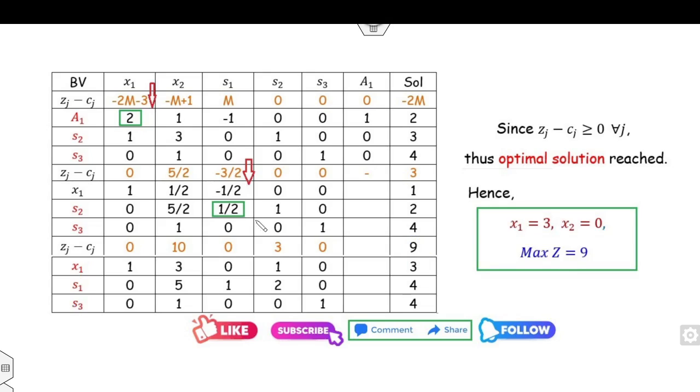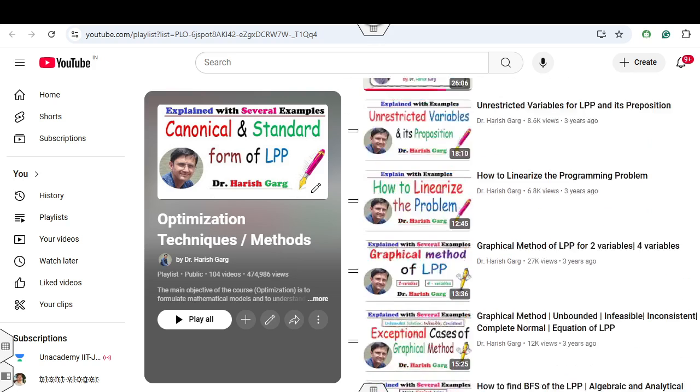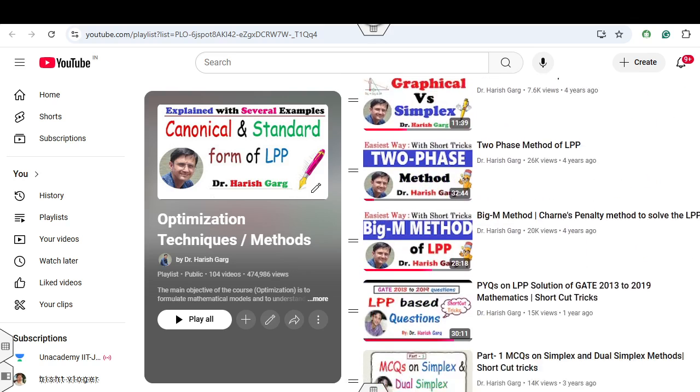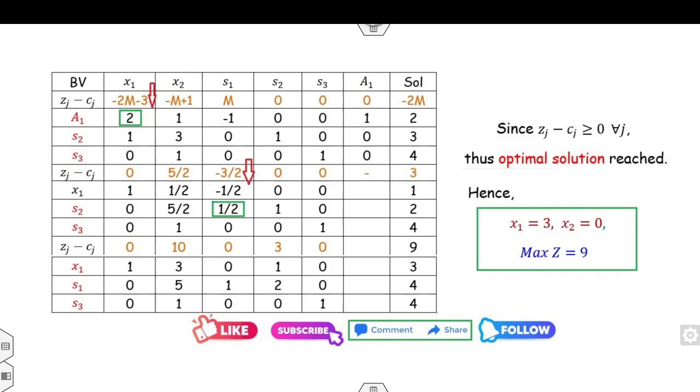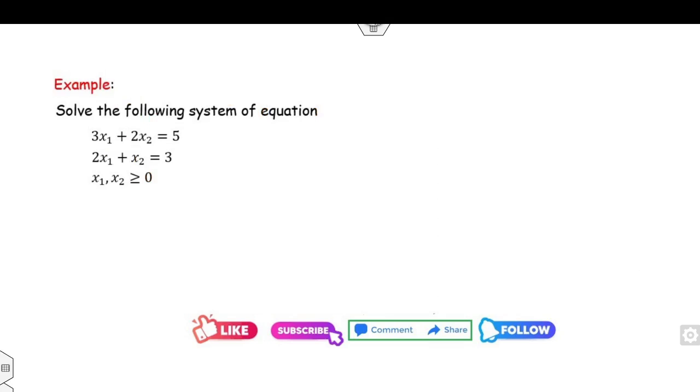Fine. It's a very simple approach. You can complete the table very quickly once you understand how you can pick the elements. That's why I'm asking you for more detail. You must watch my previous lecture's solved example of the simplex method. Now let's start with the next problem.